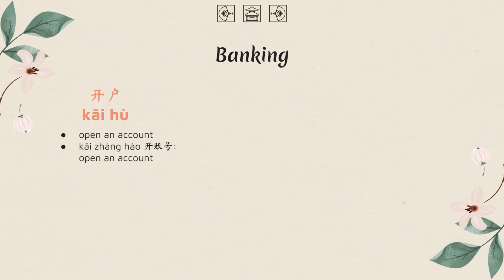There's another way to say to open an account. 开账号. 账号 also means account. And once we have an account at a bank, we can put money in there. 存钱 means to save money, to make deposits. 存 by itself means to save. So 存钱 to save money.